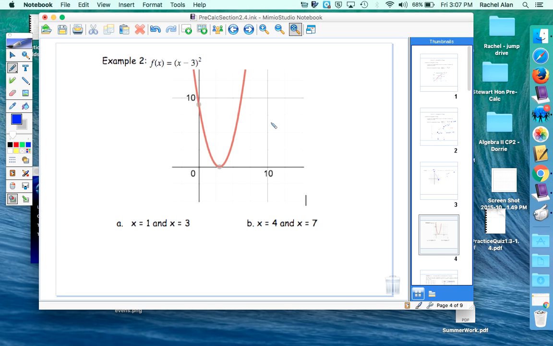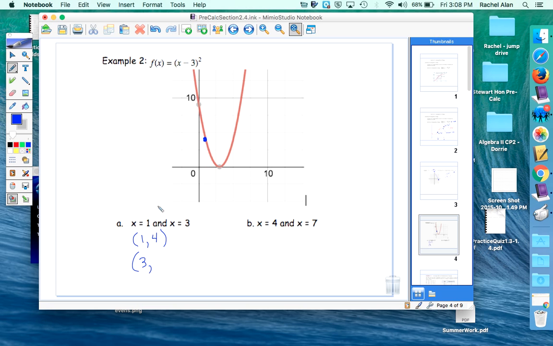an equation that's not linear. This is a parabola. F of x equals the quantity x minus 3 squared. So first I want to find the average rate of change between 1 and 3. Okay, so when x is 1, if I fill 1 into f of x, f of 1 is going to be 4. So 1, 4 is right around here.